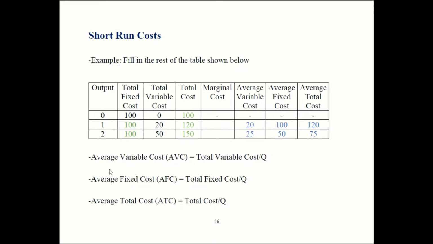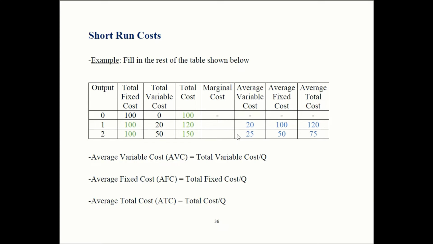We said that average variable cost, AVC, was our total variable cost divided by quantity. So here we had a total variable cost of 20. We produced 1 unit. So 20 divided by 1 is 20. So that's where this number is coming from. When we had 2 units, our total variable costs were 50. 50 divided by 2 is 25. So we got the average variable cost column down.